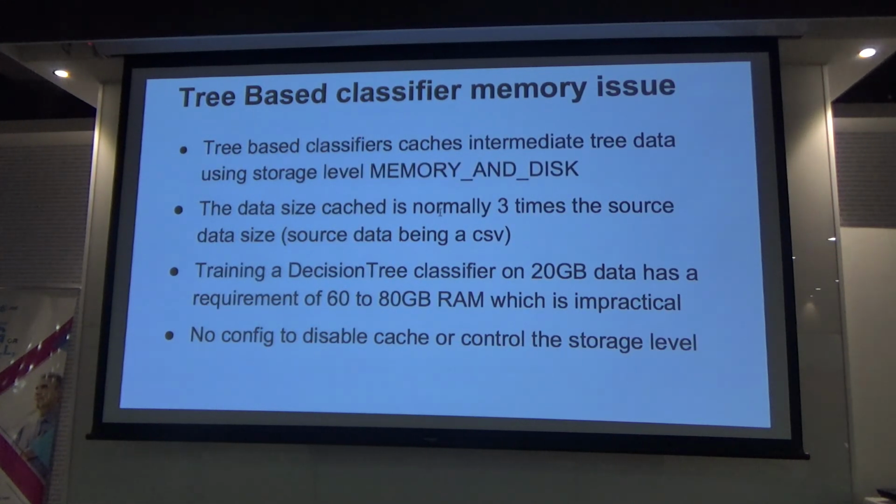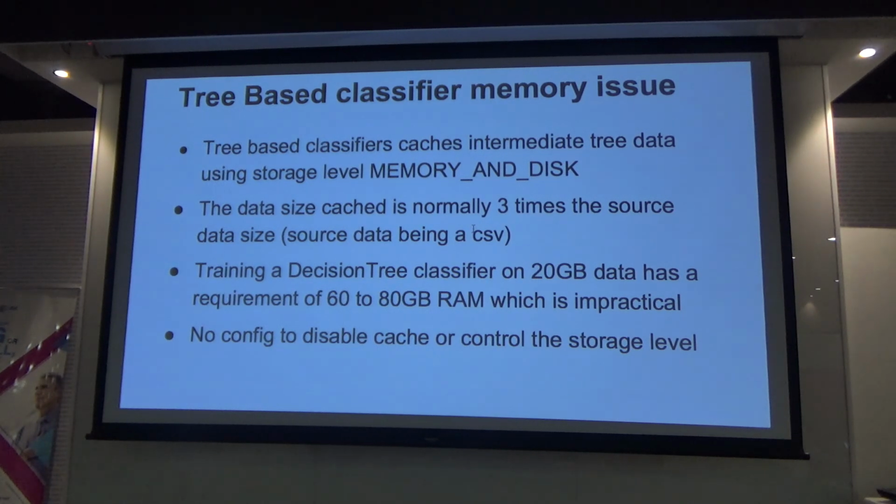This is with tree-based classifiers like random forest, decision tree and others. They were caching the intermediate data. They do tree processing and were storing the tree data in memory, which was around 3 times the source data. So if you have 20 GB as input to your decision tree, it will cache around 60 GB of data in memory. And it has the ability to flush to disk, but let's see what the issue with that is.